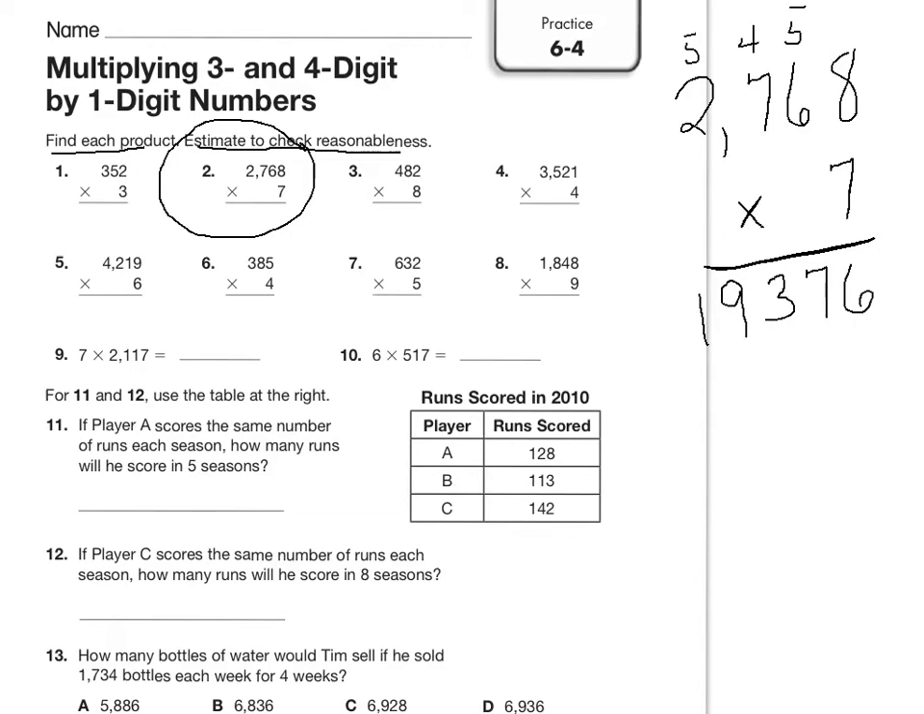Now I've just used the paper pencil method, and I need to count 1, 2, 3, comma, and we know my product. Now let's just check for reasonableness. I'm going to take 2,768 and round it to the nearest thousand.